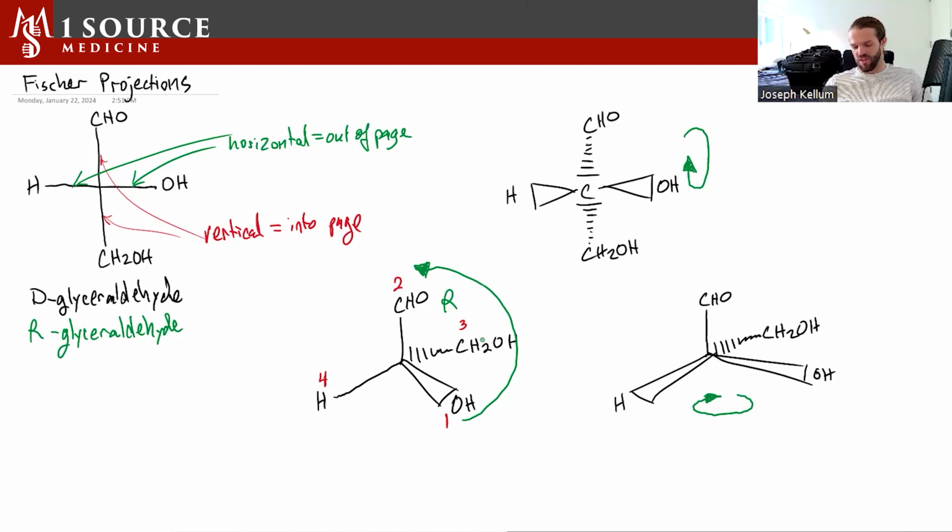because I don't want you to have to convert this molecule all the way to this 3D conformation every single time you need to determine the stereo configuration around it. So for that reason, this one is R.